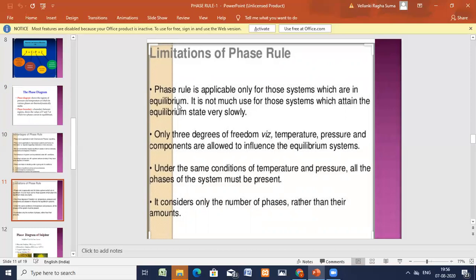Only three variables, temperature, pressure, and components, are allowed. So what about composition and density? The remaining are not allowed here. Although many degrees of freedom exist, only temperature and pressure are counted here, and the components are counted. Under the same conditions of temperature and pressure, all the phases must be present. If the temperature and pressure vary to different conditions, then this rule cannot be applied. It considers the number of phases rather than the amount. Only the phases it considers, not the amounts.